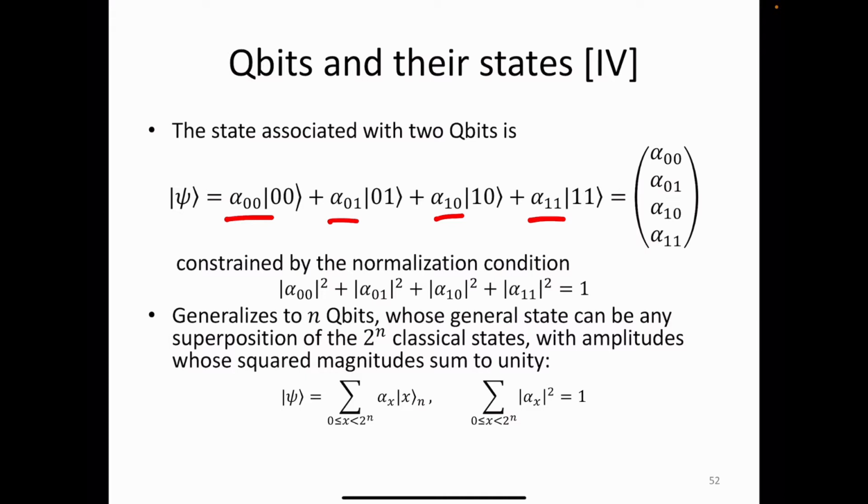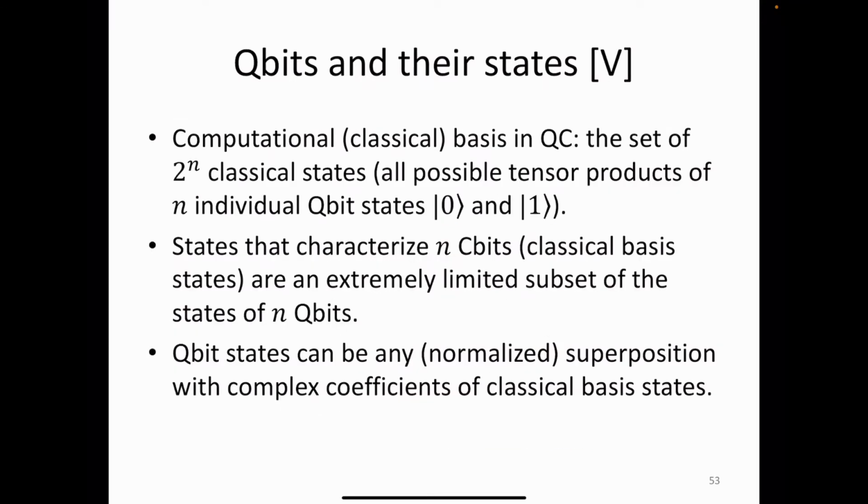And here again, it's constrained by the normalization condition that generalizes to an arbitrary number of qubits, which is summarized down here. The computational basis in quantum computing is the set of 2 to the power of n classical states. Remember, if we have 2 possible states that each bit can take, and we have 2 bits, then it can represent 4 possible states, configurations, however you want to call it. And that goes on. So again, if we have 2 possible states per bit, and if we have 3 qubits, then this can represent 8 possible states or configurations.